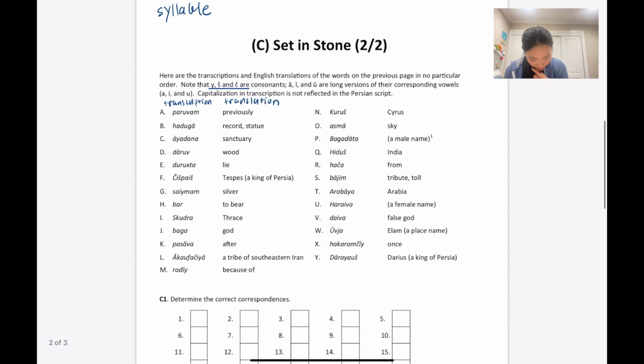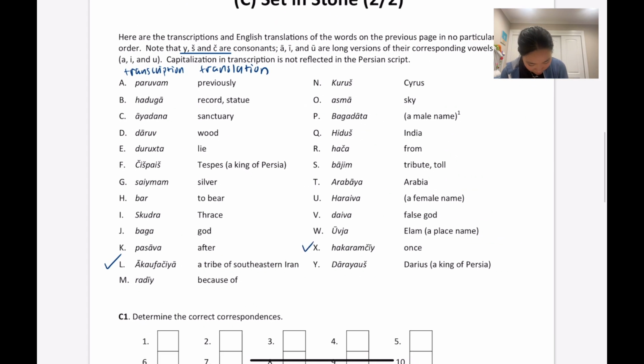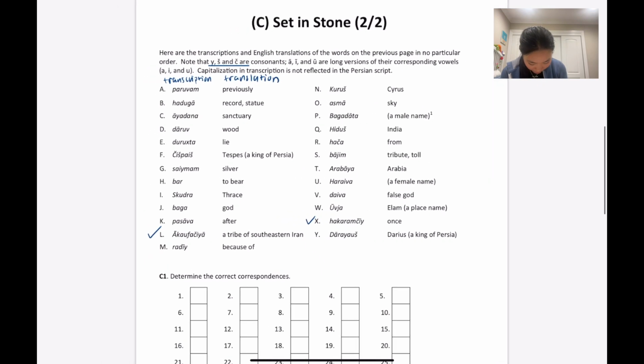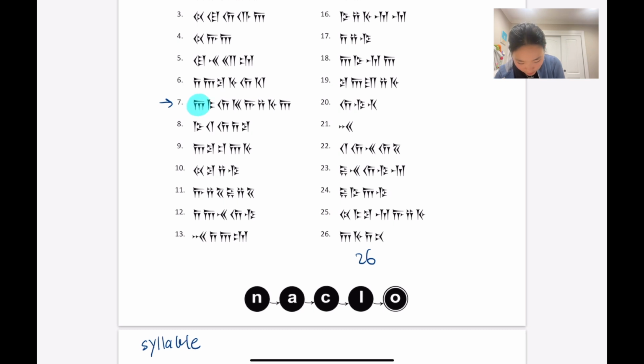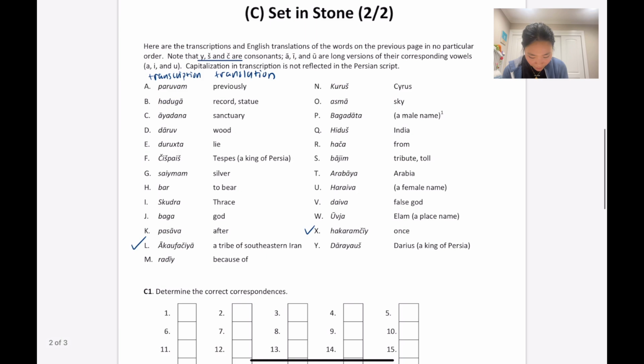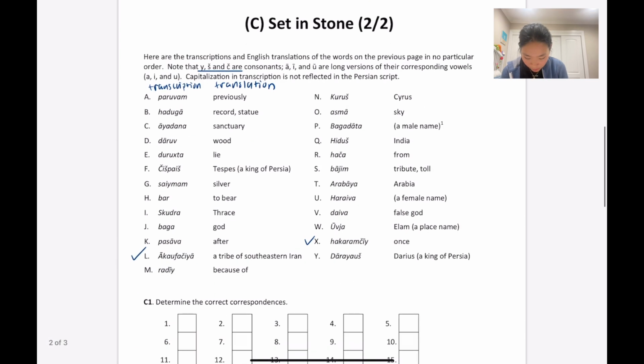I feel like what I see, L is pretty dang long, and so is X. So we can probably start with one of these. Something else I noticed right from the get-go is if I highlight this, here and here, they start and end with the same symbol. And so I can kind of rule out X. So I'm guessing that number 7 corresponds to L.